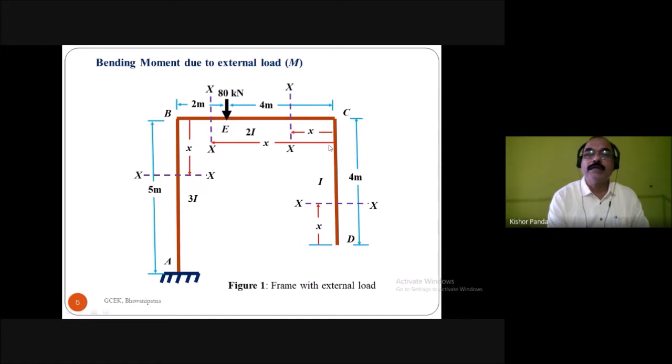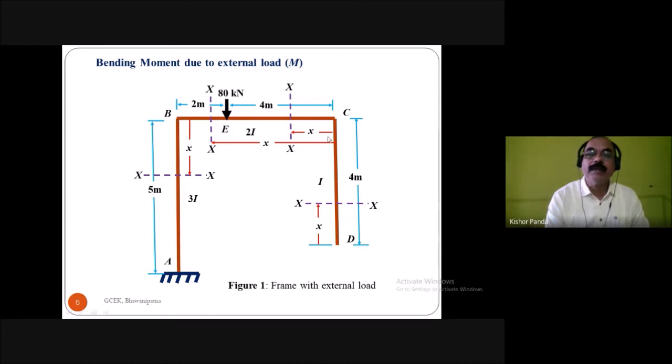But here you are taking the section from the C point. So what is the integration limit for this portion? When x is equal to 4 meter, and when x is equal to 6 meter, you have to take the integration limit from 4 to 6. When you are taking the section x from the point C between B and E, you have to take the x integration limit from 4 to 6.